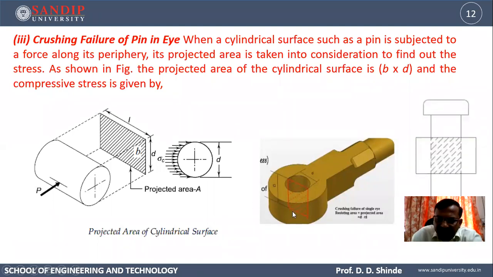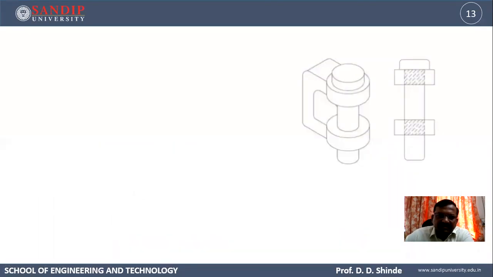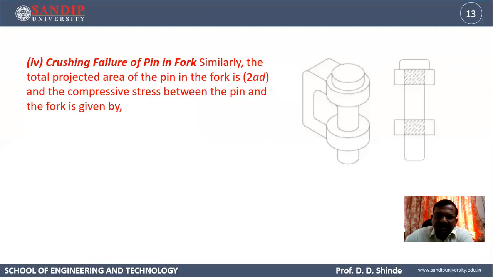The same is shown in this particular 3D model sketch. D is the diameter and B is the width. So this will be the projected area for crushing failure. So the crushing failure of the pin in the eye will be force upon projected area, that is P upon B into D. And similarly, we can have it for the fork.